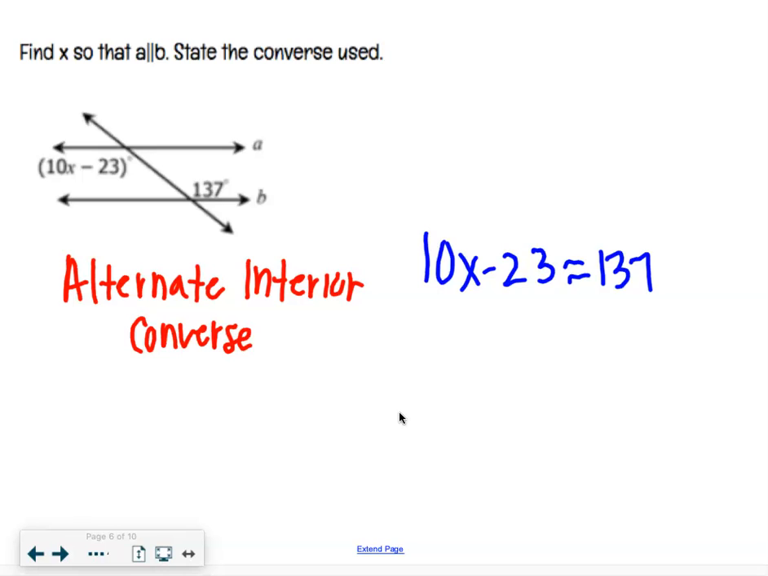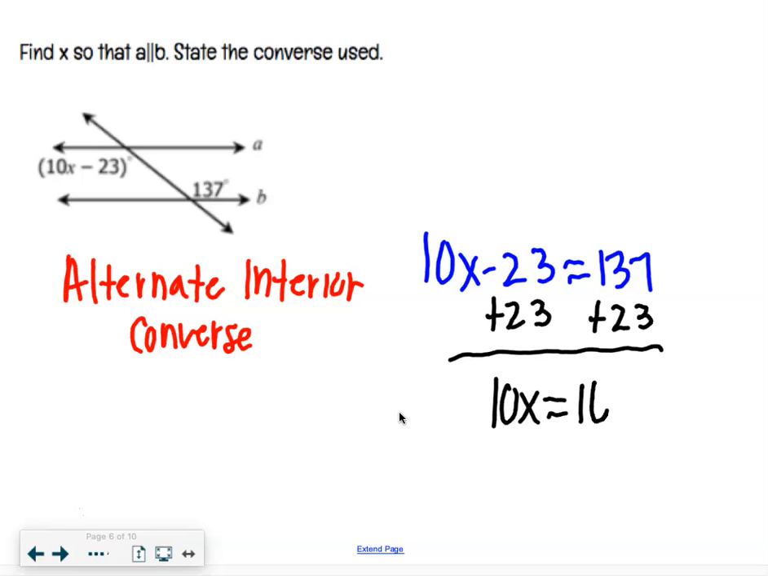So if we add 23, what do we get? 160. Yep, 160. And if we divide out, x equals 16. Nailed it. That's just what you were doing yesterday, right?